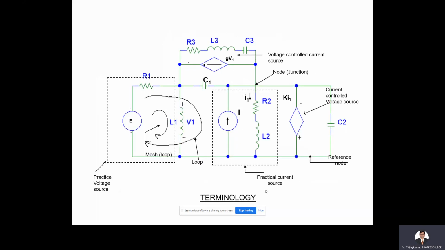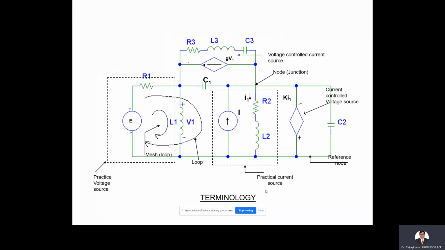The basic concepts in the network mean you have to study the terminology. That means what is a node, what is a junction, what is a loop, what is a mesh, what is a practical current source, what is a practical voltage source, what is the reference node, what are independent voltage sources, what are dependent voltage sources. You have to study those. These are the basic fundamental concepts in network theory.